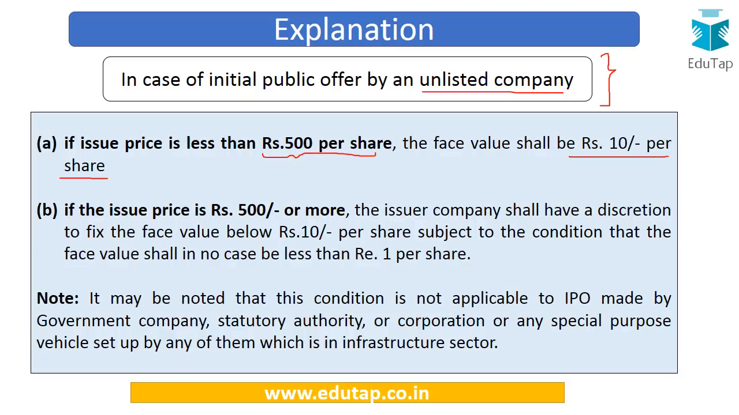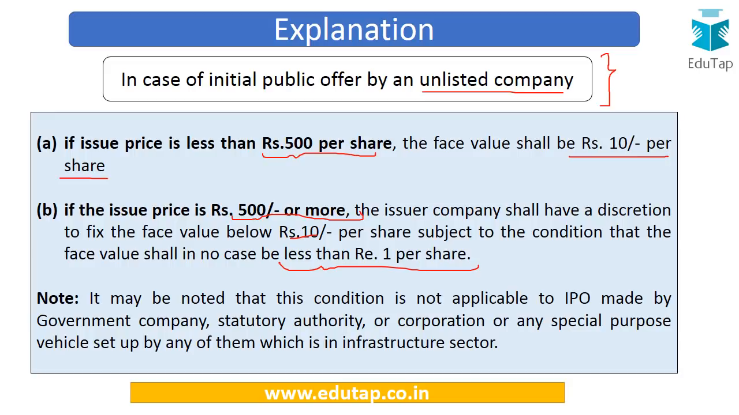However, if the issue price is fixed at rupees 500 or more, so if the price is higher, then the issuer company can issue the shares at a face value below rupees 10 per share, subject to the condition that the face value shall not be less than rupees 1 per share. So if your issue price is less than rupees 500, your face value shall be 10. But if your issue price is more than or equal to rupees 500, then you can issue the shares at a face value below rupees 10, but it shall not be less than rupee 1 per share.